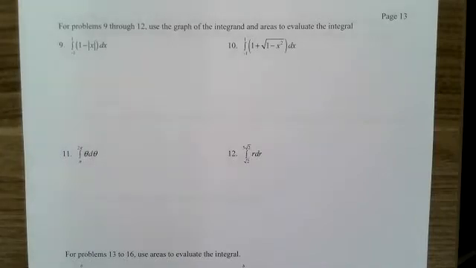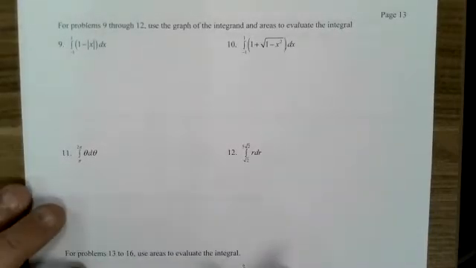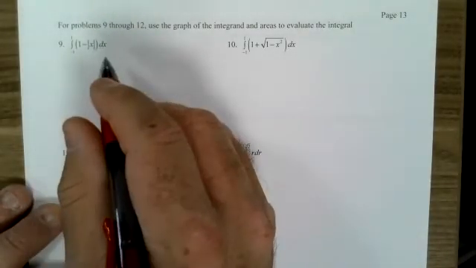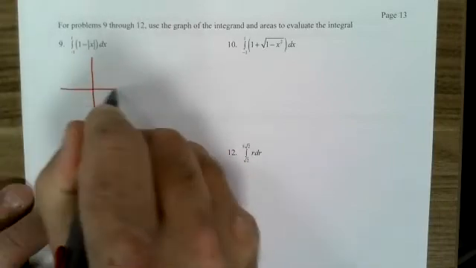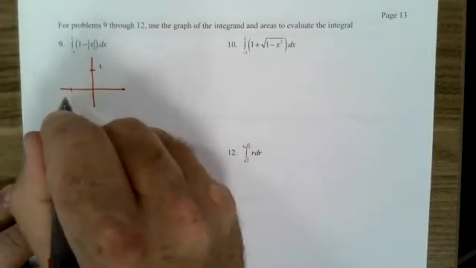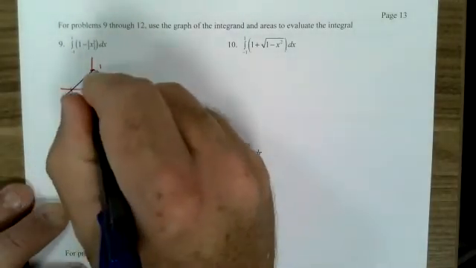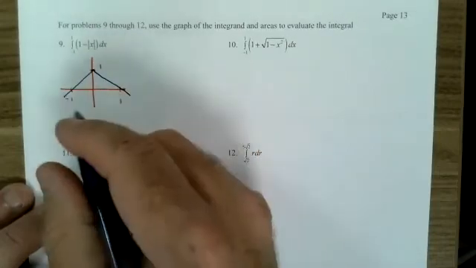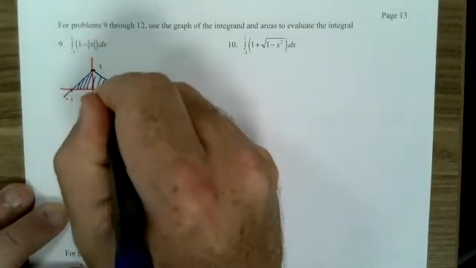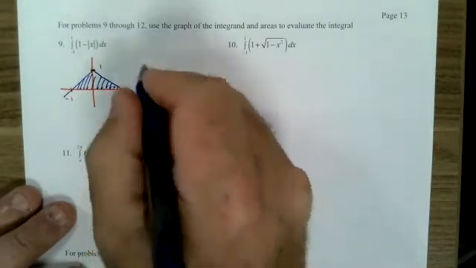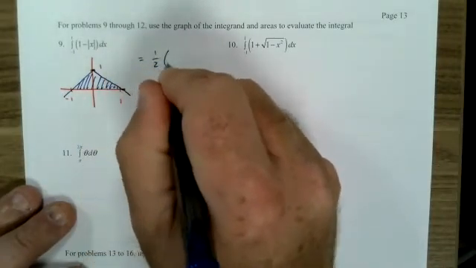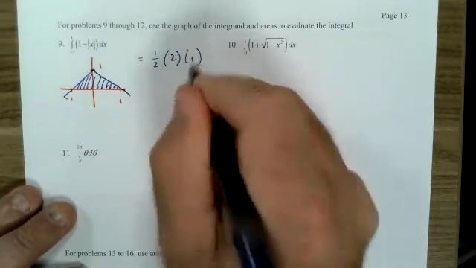Same thing, area, off we go. One minus absolute value of x means x, which is a v, upside down and start at 1. And we only want this area here. So that is a simple triangle. 1/2, base of 2, height of 1.